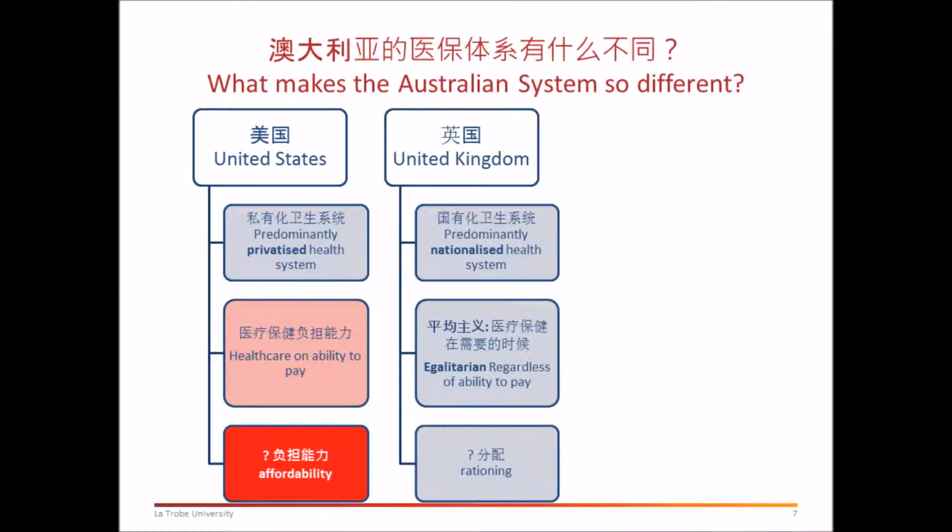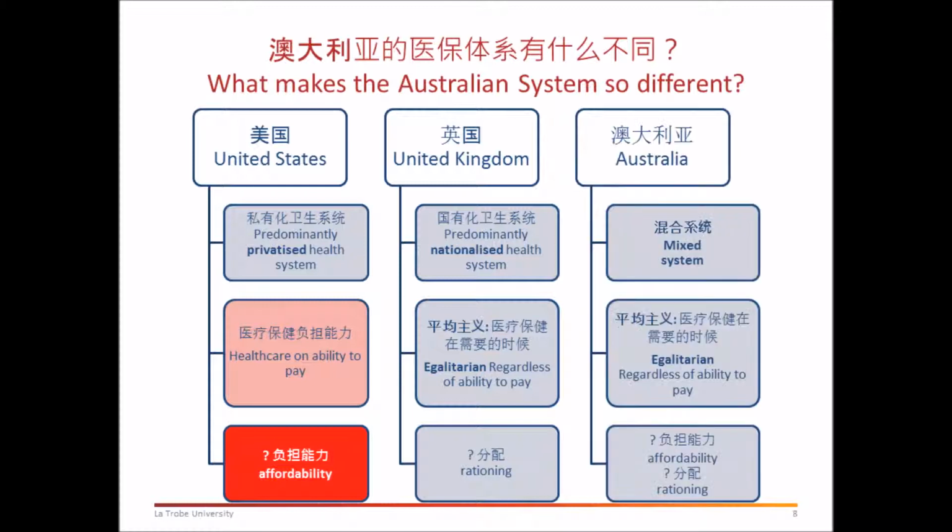The United Kingdom in the early part of the 20th century started to move towards nationalising their health system, which really wasn't fully achieved until the Attlee government after the Second World War. And that has a system that's egalitarian, that regardless of your ability to pay, you'll be able to access healthcare. Of course, the problem with this is that healthcare is a finite resource and issues of rationing come up, so prioritisation has to happen.